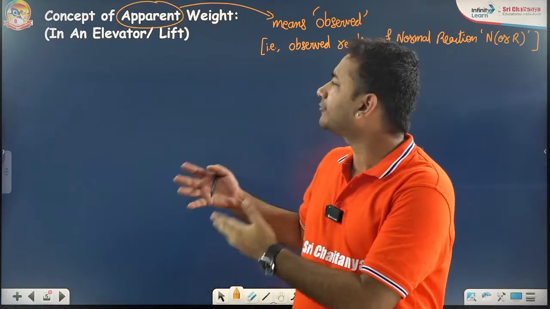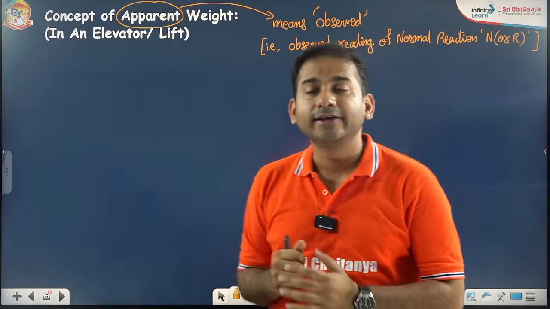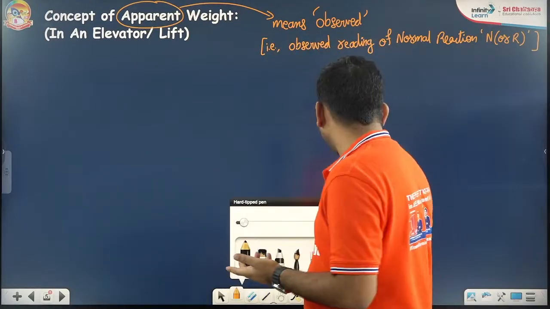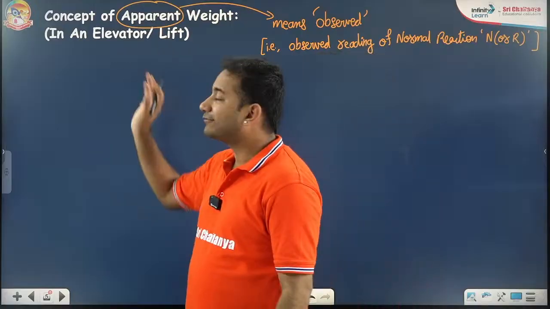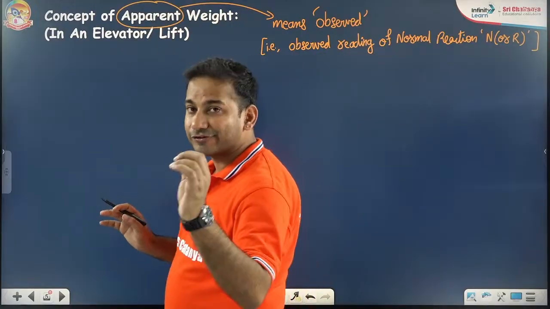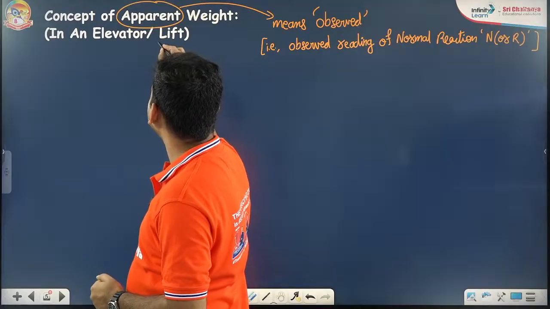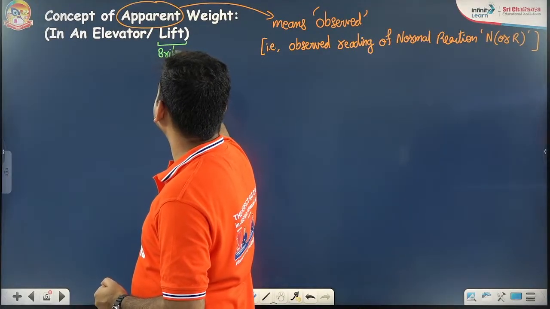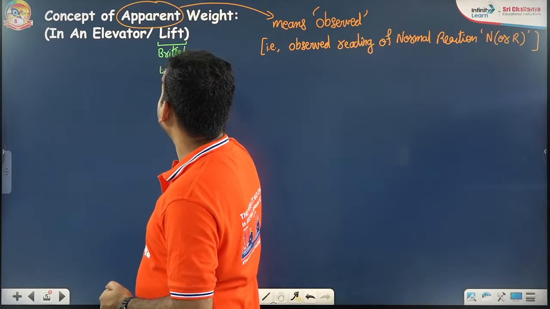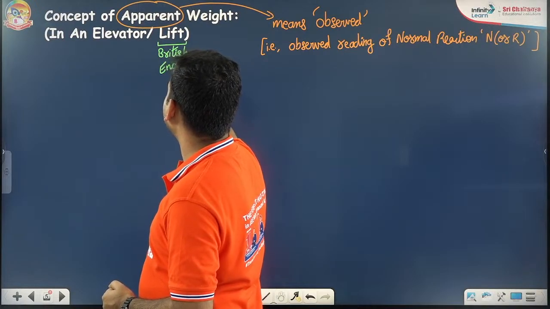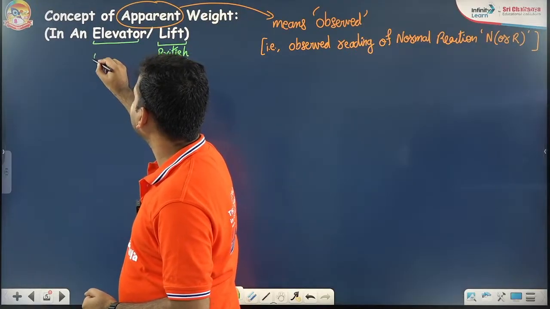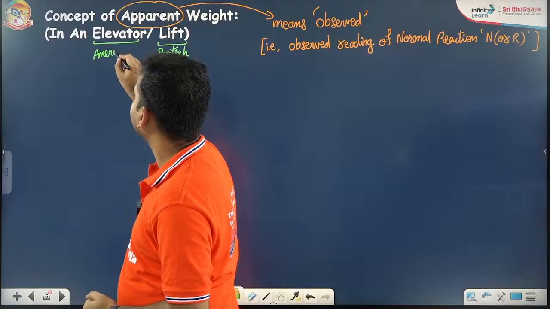Now I have taken a number of case studies. This is the first case study, the concept of apparent weight in a lift or elevator. What is the difference between lift and elevator? There is no difference of physics, there is a difference of English. Lift is basically British English, which you and I use. Elevator is basically American English.